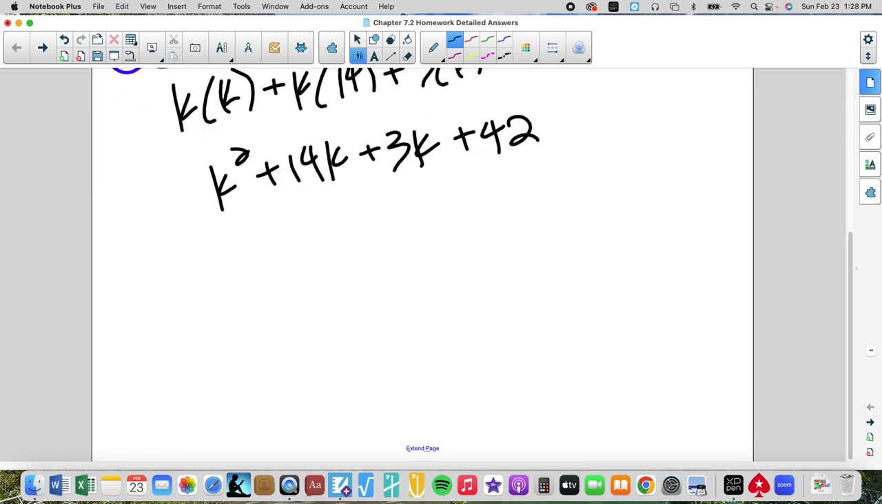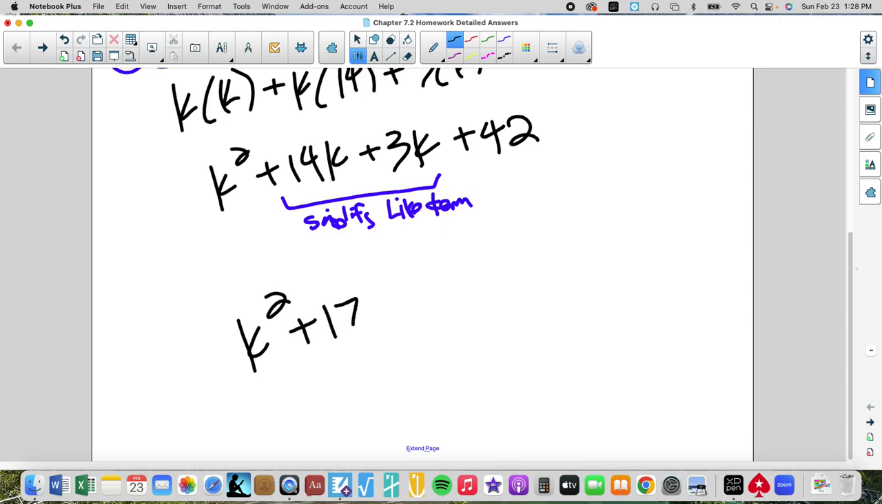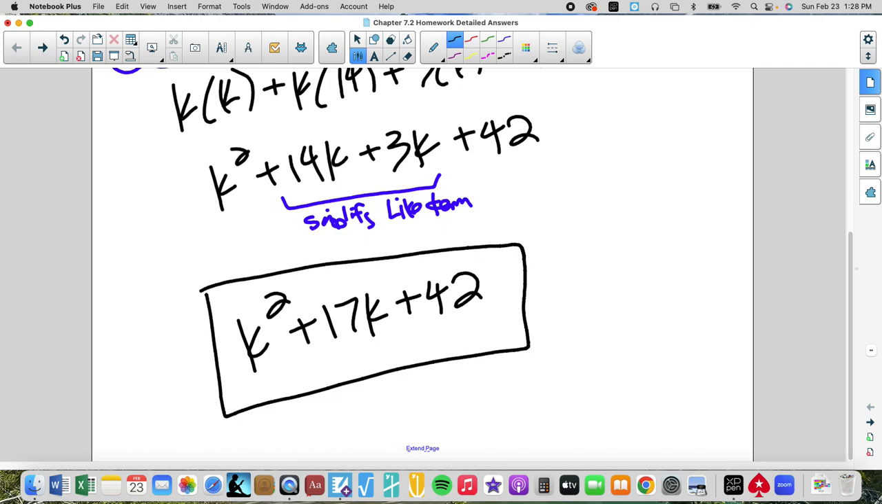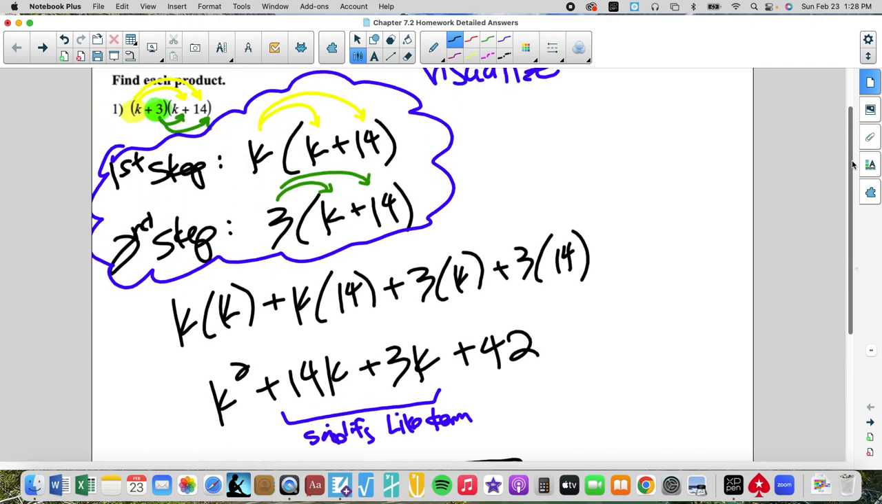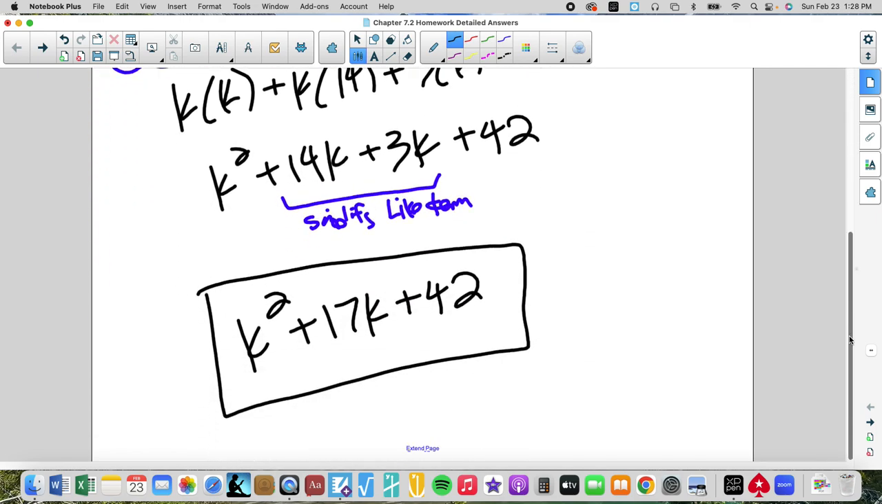And then most students would leave it like this, but that would be wrong. We still have to simplify like terms here. So we still have some simplification to do. So we're going to add 14k plus 3k, which gives us 17k plus 42. Now these are not like terms because they have the same variable but not to the same exponent. And we got to make sure that our answers are in standard form. Please make sure your answers are in standard form.